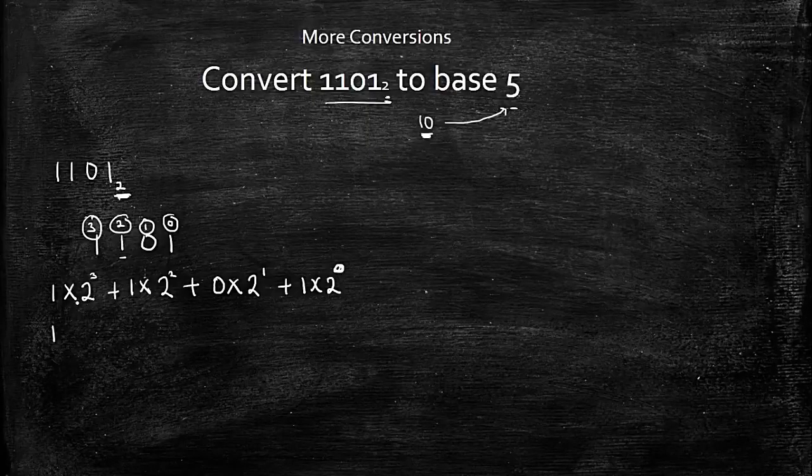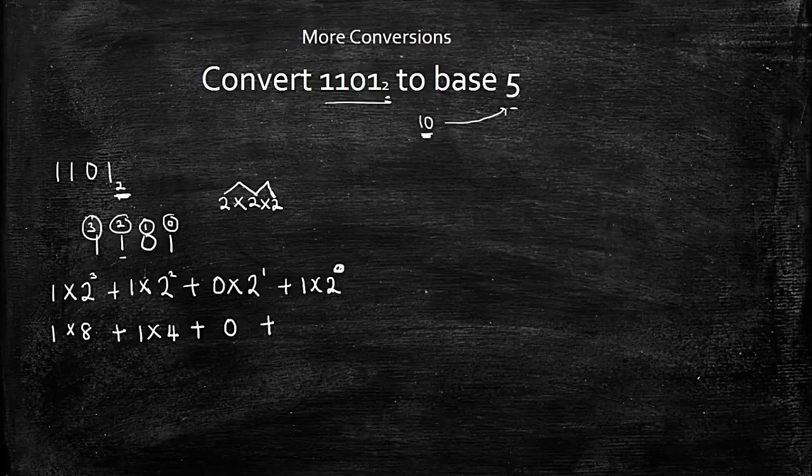Alright, so this one is just like saying 1 times 2 raised to power 3. 2 raised to power 3 means 2 in 3 places. 2 times 2 times 2. 2 times 2 is 4. 4 times 2 is 8. So 1 times 8 here, plus 1 times 2 squared, which is 2 times 2, is 4. Plus 0 times 2. 2 raised to power 1 is 2, times 0 is 0. Plus 1 times 2 raised to power 0. 2 raised to power 0 is 1. We said any number that is raised to the power of 0 is equal to 1.